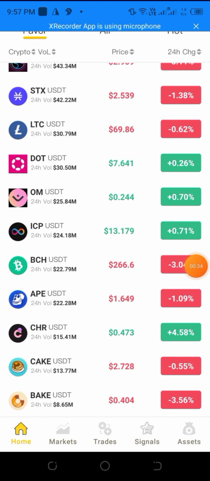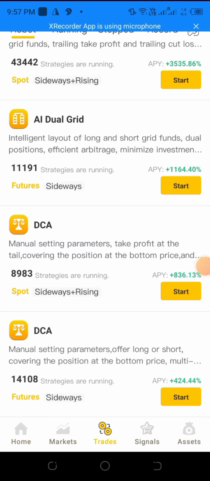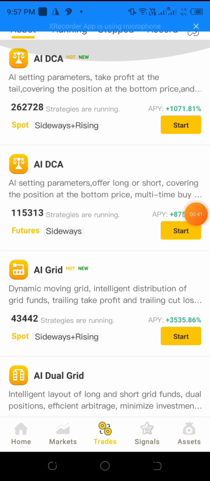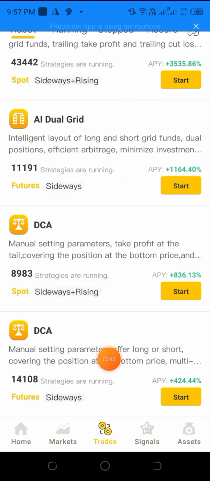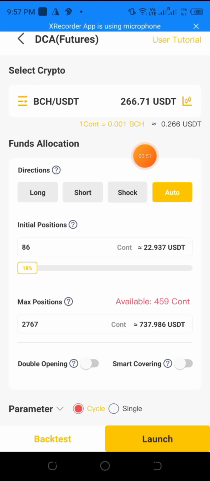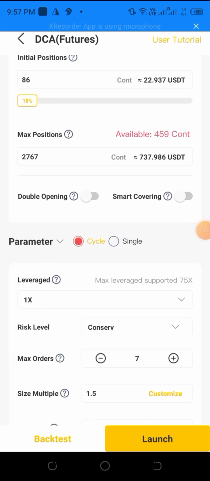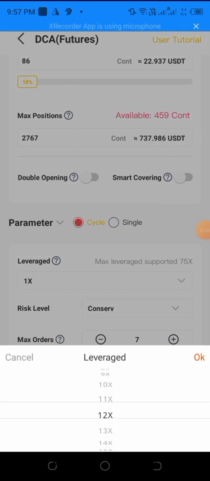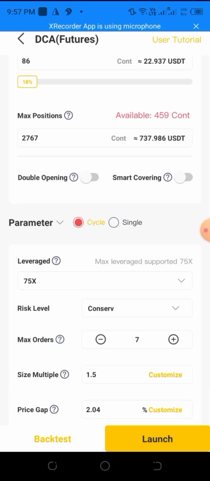So I choose it. Practically, I love to use DCA among the other bots. I choose DCA Fusion. After that, you can see that my Bitcoin Cash is here. What next is I change the auto to long. After changing it to long, I choose my leverage. I choose maximum leverage for easy calculation.